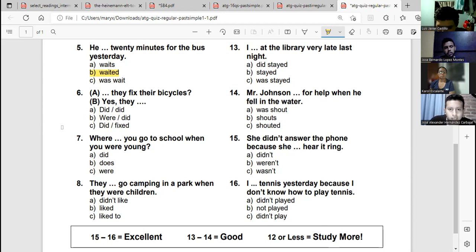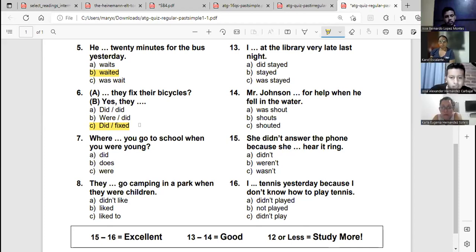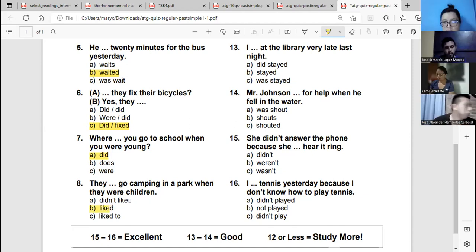Yes, they fixed it. Okay. Yes, they fixed. Okay. Thank you, Javier. Fixed. Eugenia, go with 7 and 8. Where did you go to school when you were young? Number 8. They like to go camping in a park when they were children. Okay, they liked, right?